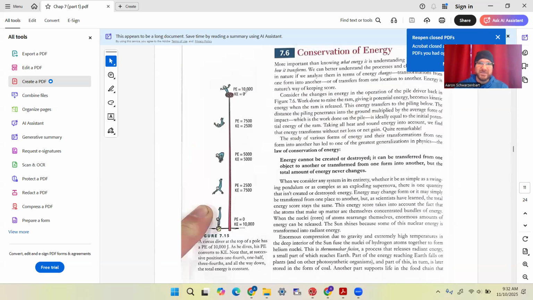We've got a circus diver on the top of a pole who has 10,000 joules of potential energy. As he comes off, when he gets to halfway, he's got half his potential energy. At 3/4 of the way, he's got 3/4 at 7,500. Notice when he gets to the ground, he's got 0. Notice that his total energy is always the same. It's always adding to 10,000.